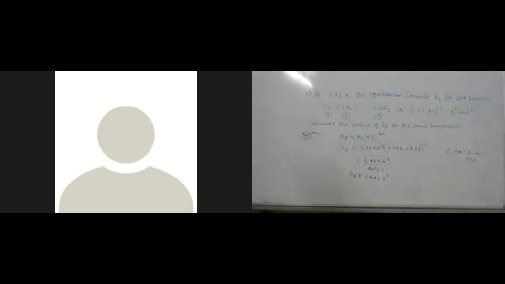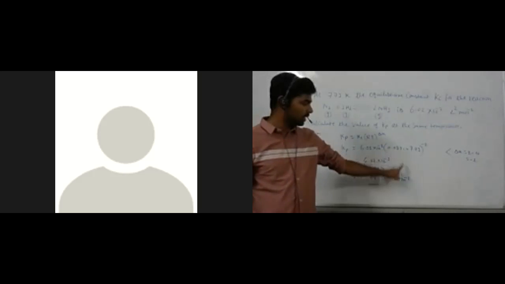1.49 into 10 power minus 5. And the units? Atmosphere power minus 2. Sir, is it bar square mole minus 2? No, don't apply. Just we are calculating Kp in partial pressure. Sir, can we use bar? We can use. Suppose here if you use 0.083, you can write here in bar.